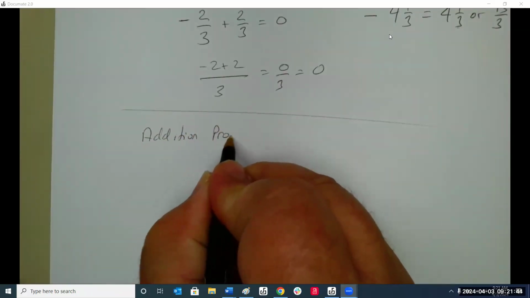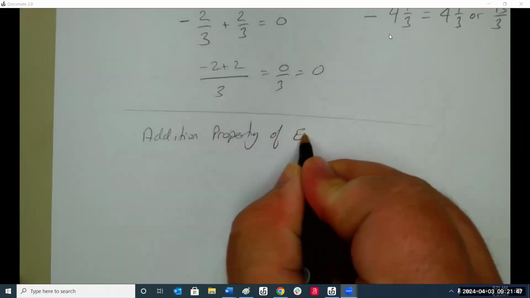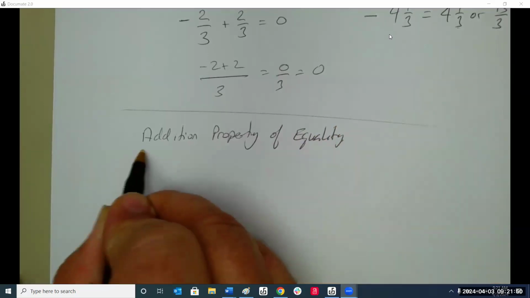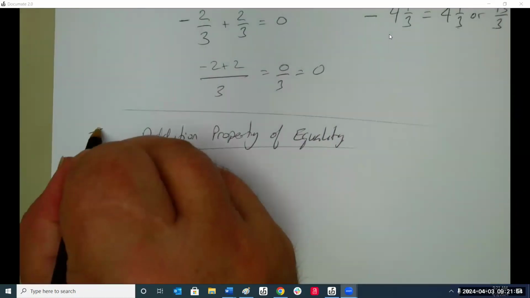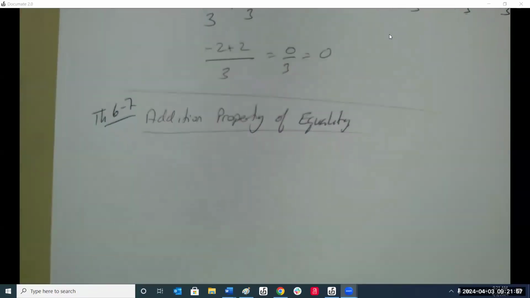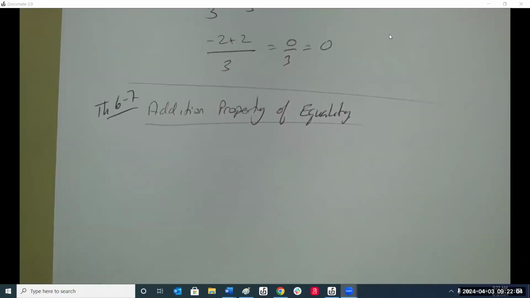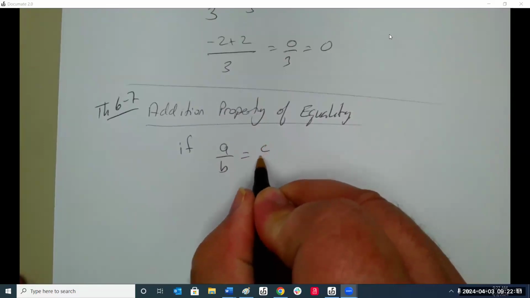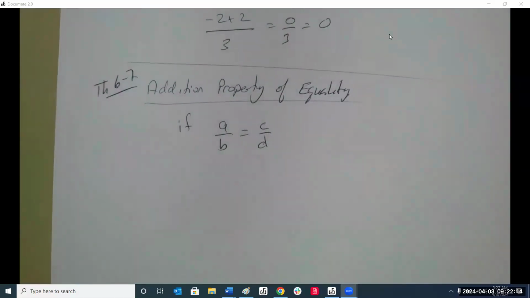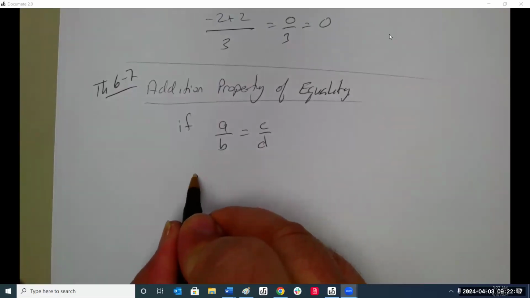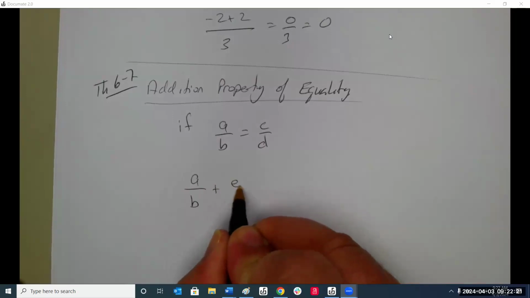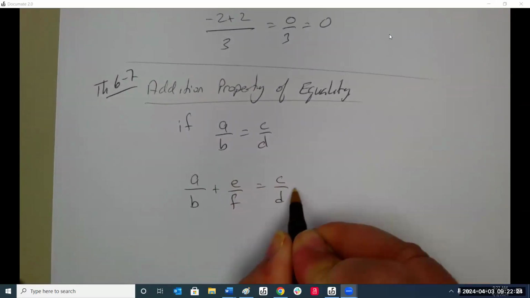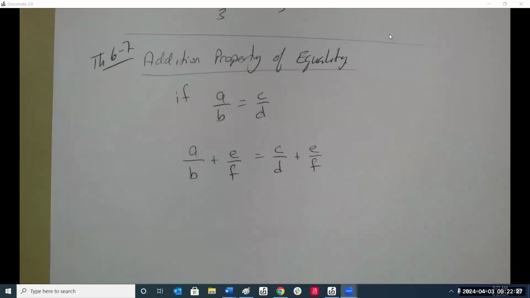The addition property of equality. This is a theorem. Theorem 6-7. The addition property of equality. It's pretty straightforward. If I had two fractions, A over B and C over D, and they're equal, they're the same thing. If I add the same fraction to both sides, they're still going to be equal. That's what it says.